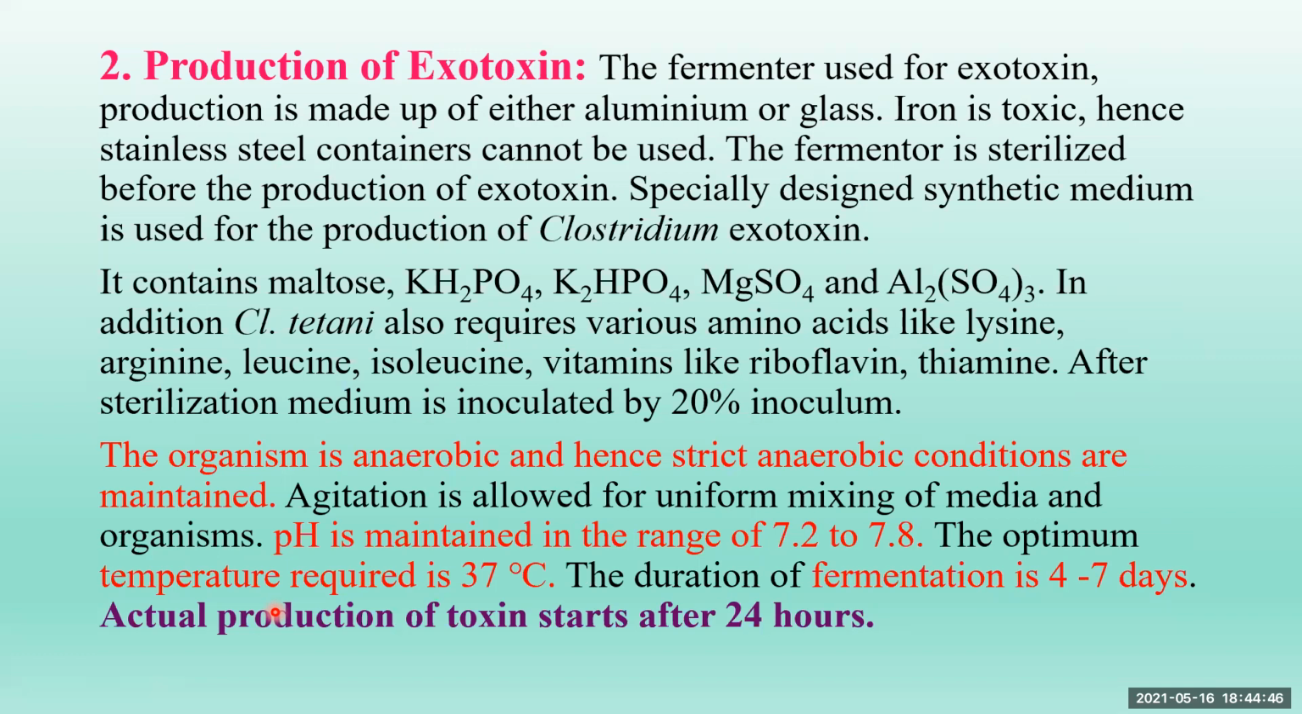Right. The next step is production of exotoxin. The fermenter used for exotoxin production is made up of either aluminium or glass. Iron we do not use because iron is toxic, and that's why we don't use stainless steel fermenters. The fermenter is sterilized before production of exotoxin. A specially designed synthetic medium is used for the production of Clostridium exotoxin. The medium contains maltose, potassium dihydrogen phosphate, dipotassium hydrogen phosphate, magnesium sulfate, and aluminium sulfate.